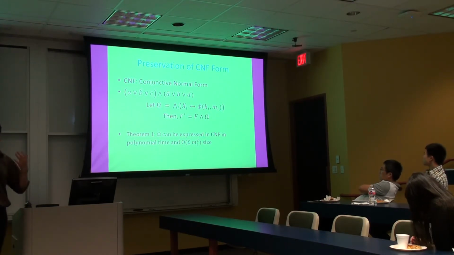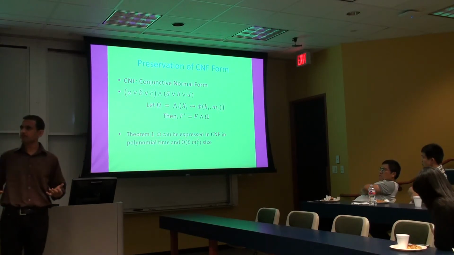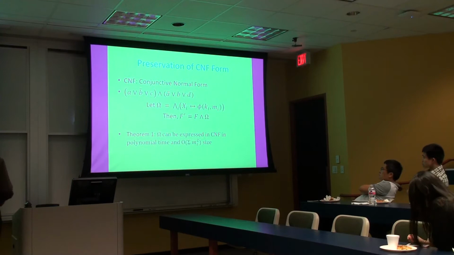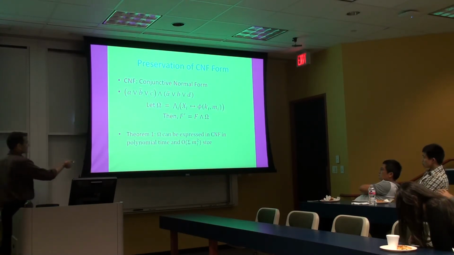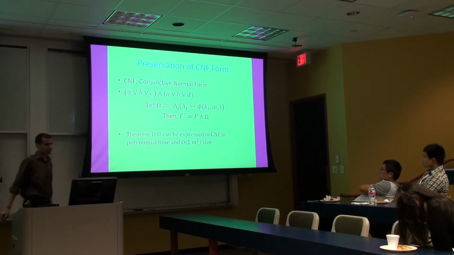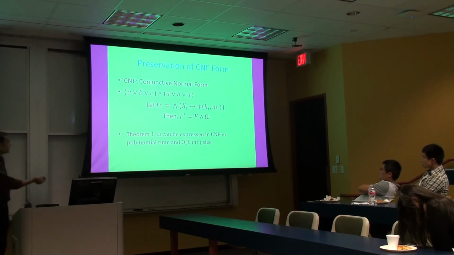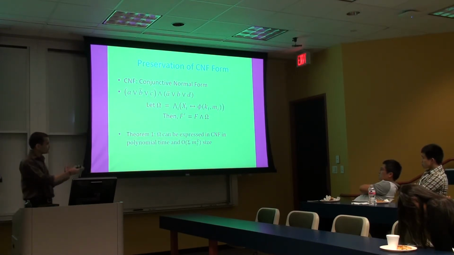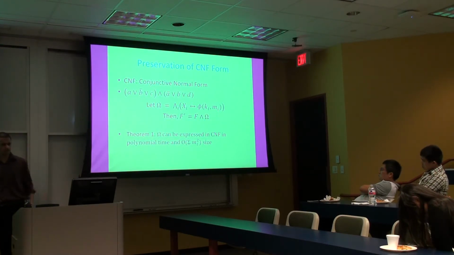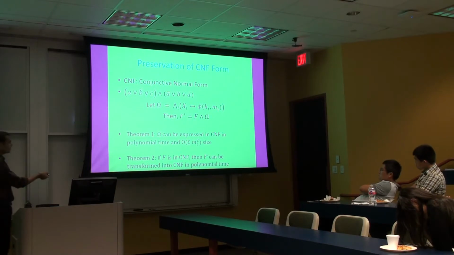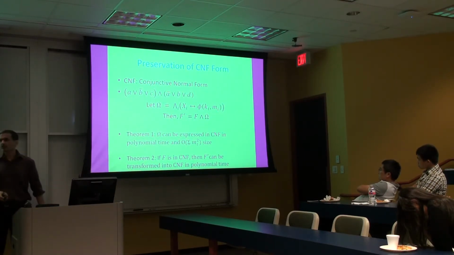because that's what is required for most of the SAT solvers, and they can only use the CNF form as the input. And what we show is that this formula that we get, omega, can be expressed in CNF in polynomial time and with only a very small size, which is sigma of mi square. Furthermore, if f is in CNF, then we can also have f prime be in CNF.